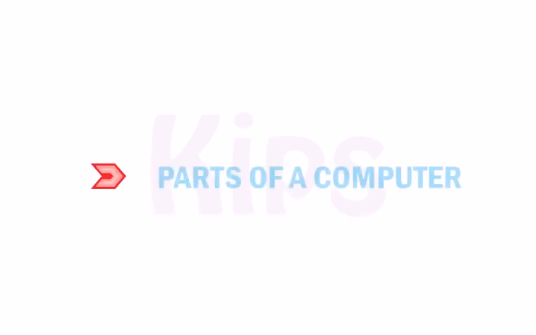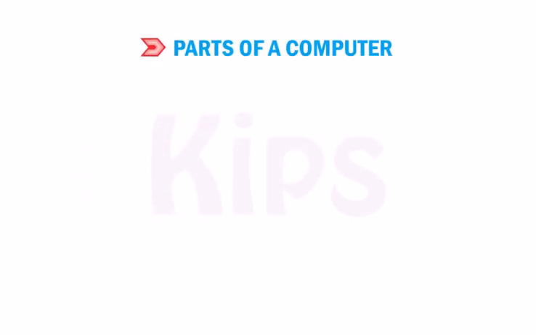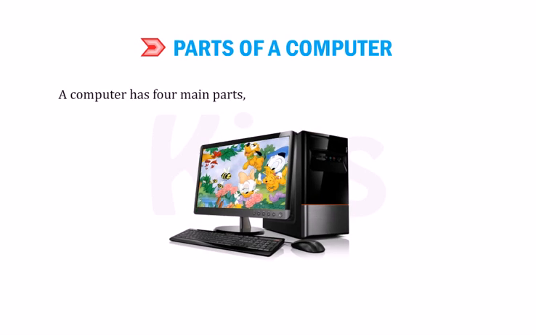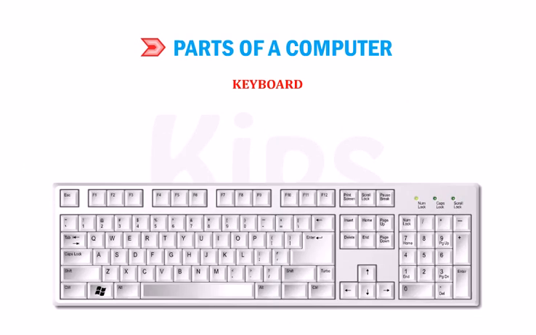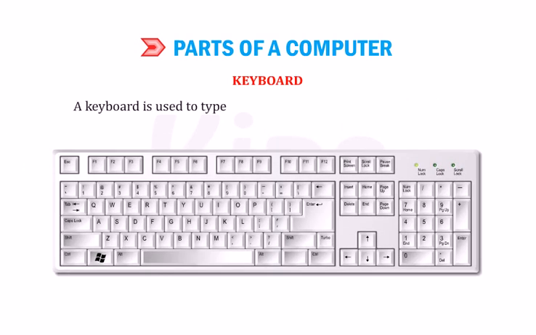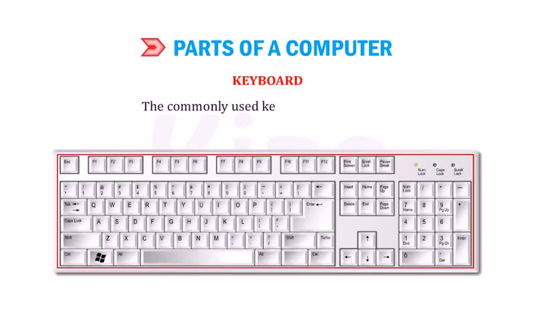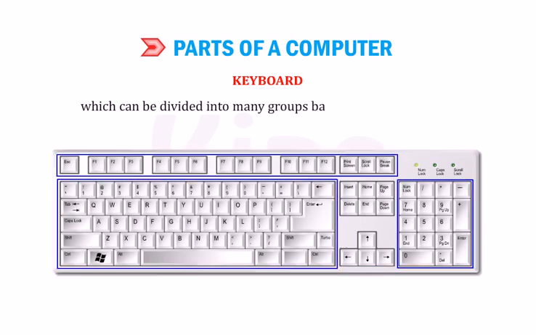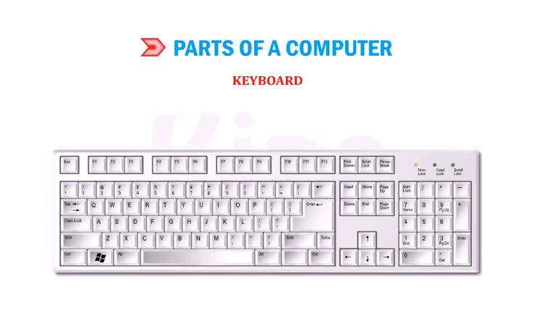Now we shall discuss parts of a computer. A computer has four main parts which help in performing the IPO cycle. Keyboard. A keyboard is used to type data and instructions into the computer. The commonly used keyboard has 104 keys, which can be divided into many groups based on their functions: typing alphanumeric keys, control keys, function keys, navigation keys, numeric keypad.